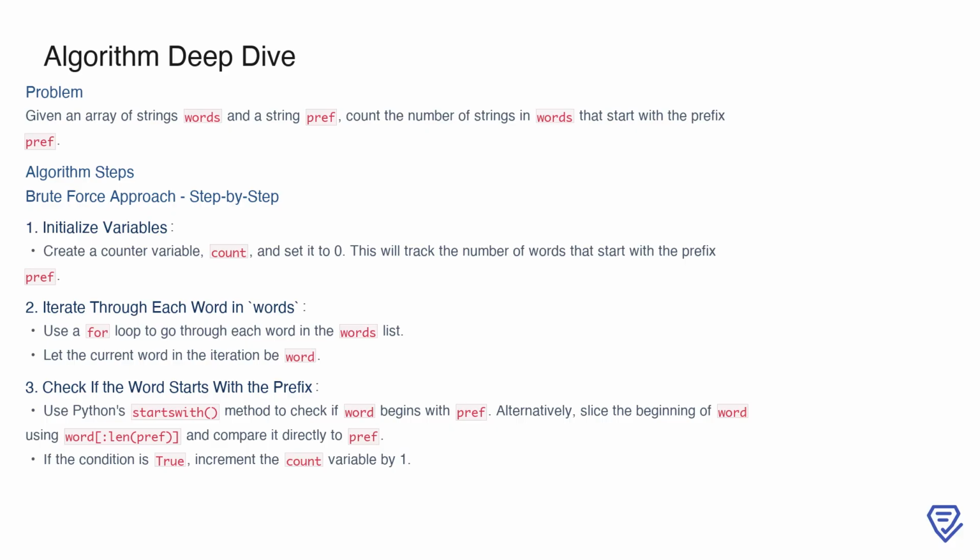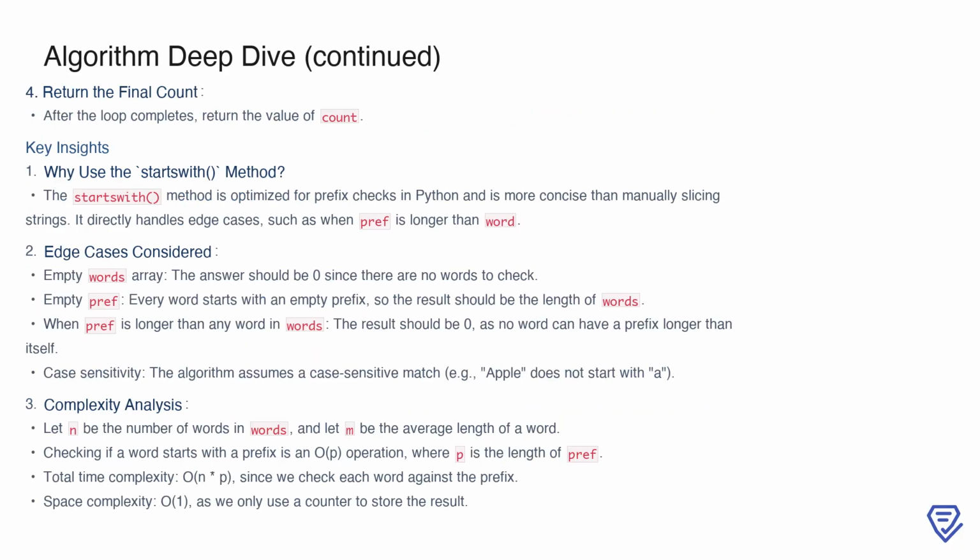Python provides a convenient built-in method called startswith for this purpose, which directly checks if the word begins with the given prefix. Alternatively, we can slice the word to match the length of the prefix and compare it manually to pref. If the condition is true, we increment the count variable by 1. This step-by-step process ensures that we examine every word in the array for a potential match. Once we've iterated through all the words in the array, we simply return the final value of the count variable. This gives us the total number of words that start with the given prefix.